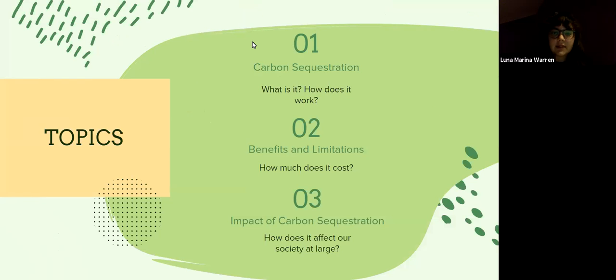So the topics we'll be covering today are how carbon sequestration works and what exactly it is. We'll also cover its benefits and limitations and talk about its impact on our society as a whole.